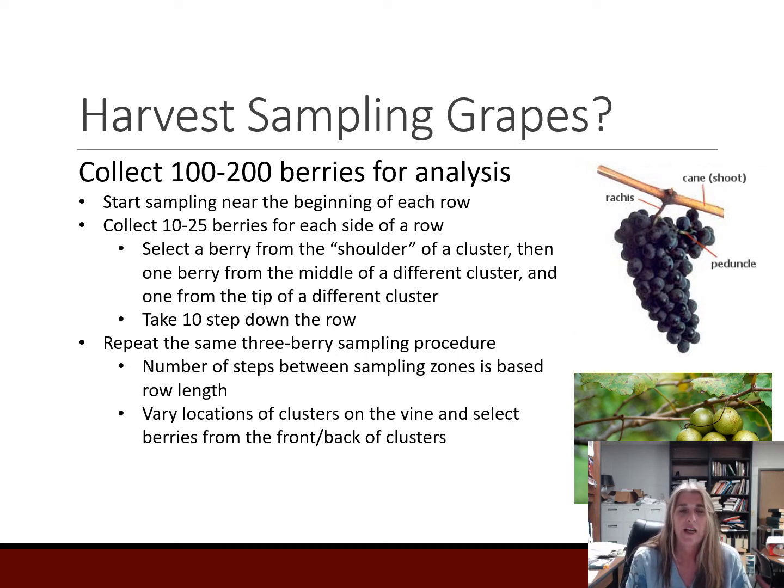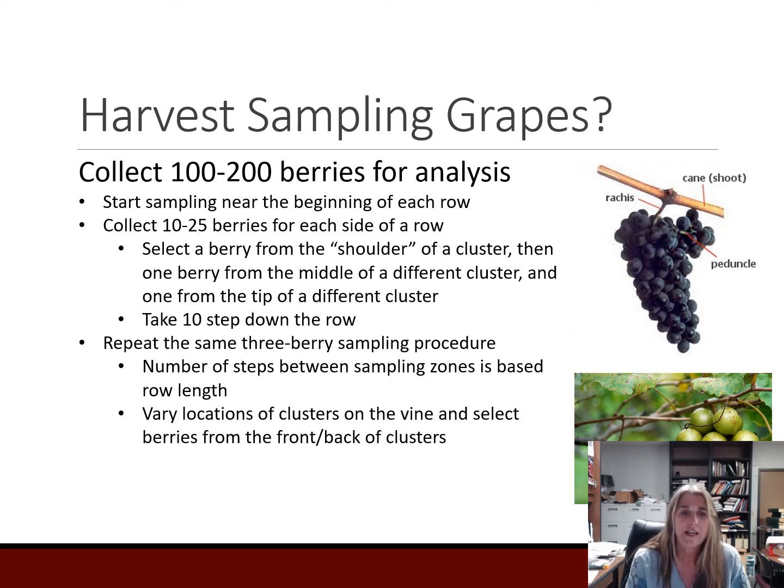Now, typically on a wine grape, what I would recommend was that you select a berry from the shoulder of a cluster, then the next time you sample from the middle of the cluster, and the next time you sample from the tip of the cluster. And muscadine clusters are smaller than a wine grape cluster, but they still have different areas. So you definitely want to vary the location on the cluster so that you are getting berries from different sides, in the sun and the shade.